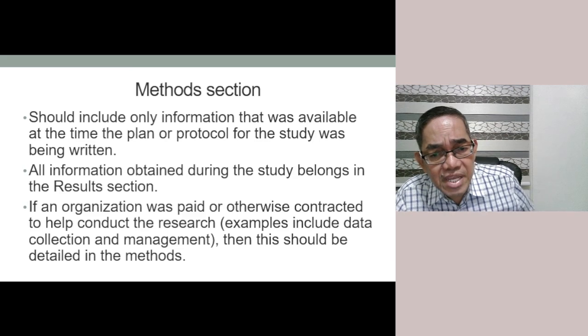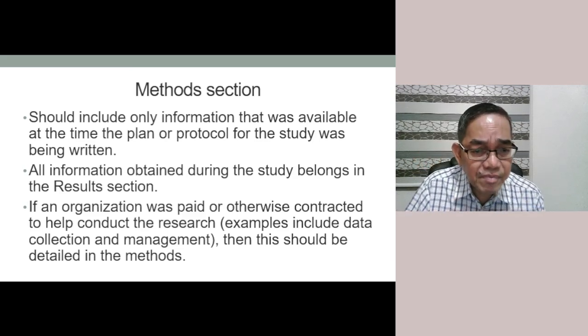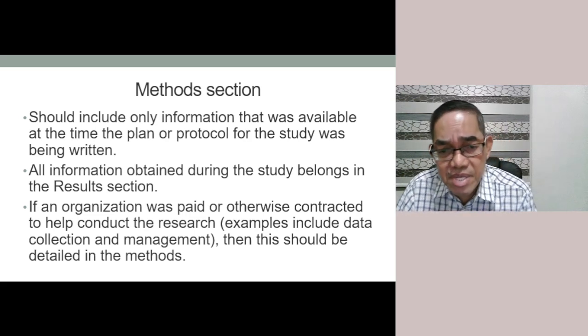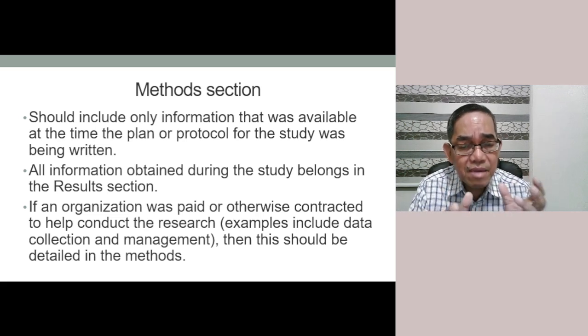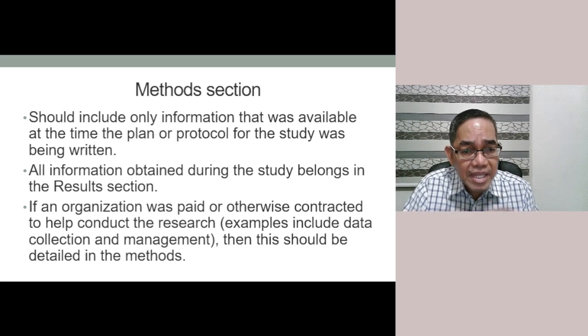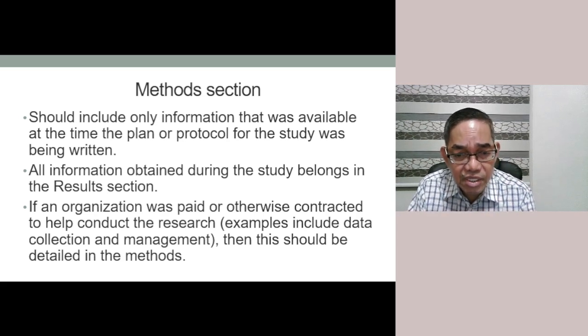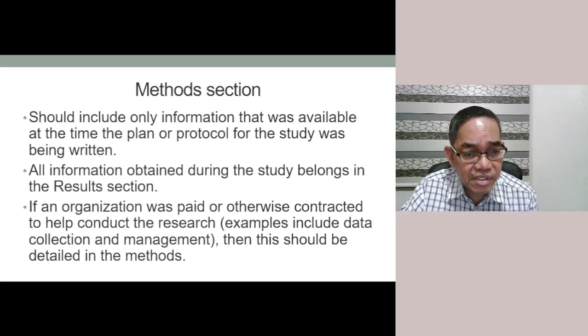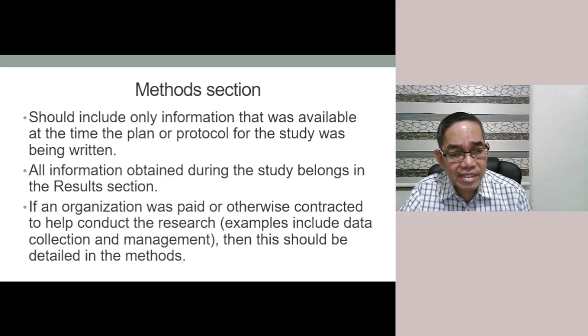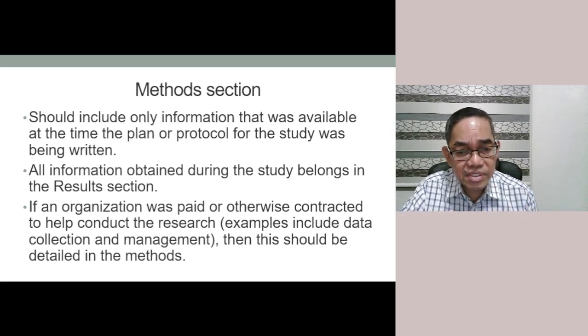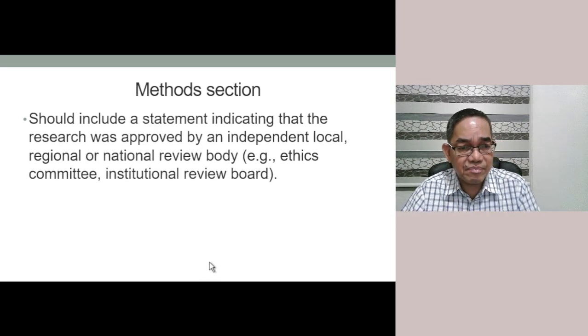And it should include only information that was available at the time the plan or the protocol for the study was being written. Because you are talking of the methodology section, it should only contain information during the time of protocol making. All information obtained during the study, during the actual gathering, belongs to the results section. If an organization was paid or otherwise contracted to help conduct the research, so for example, in terms of data collection and data management, then this should be detailed in the methods section.